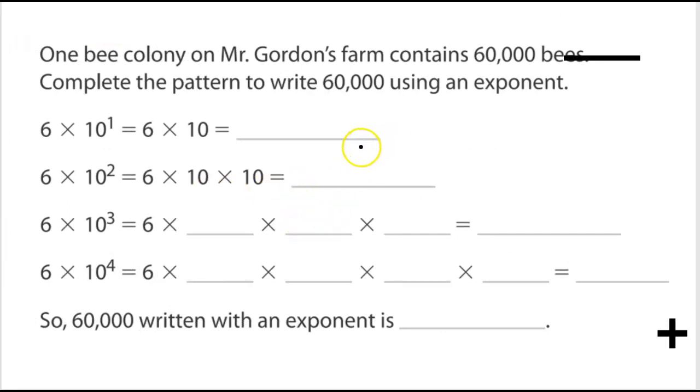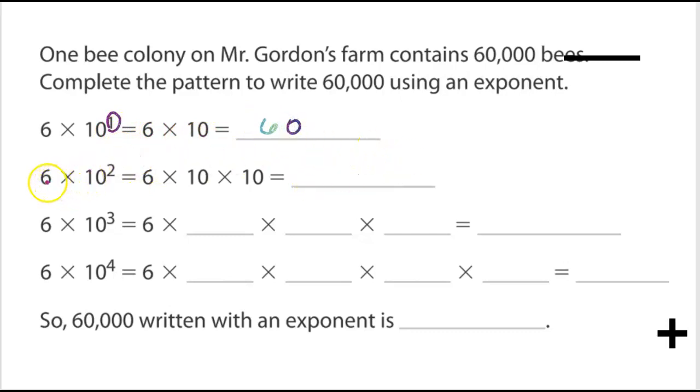So let's look at this example. It says, one bee colony on Mr. Gordon's farm contains 60,000 bees. Complete the pattern to write 60,000 using an exponent. Okay, so this says 6 times 10 to the first, which equals 6 times 10, because this exponent of 1 tells us that we're only multiplying 10 one time. Well, 10 times 1 is 10, so 6 times 10 would be 60.